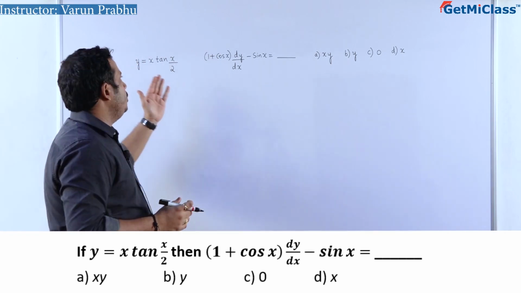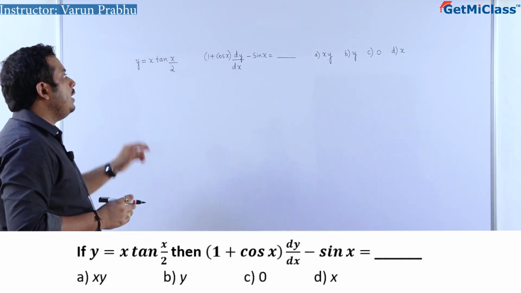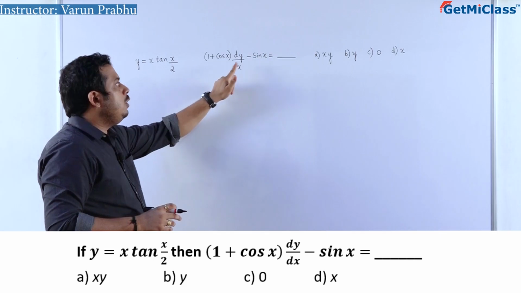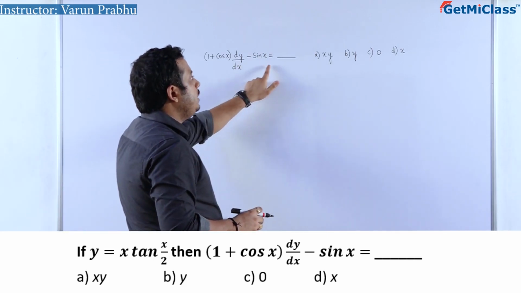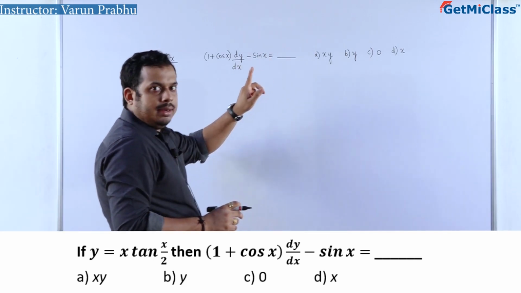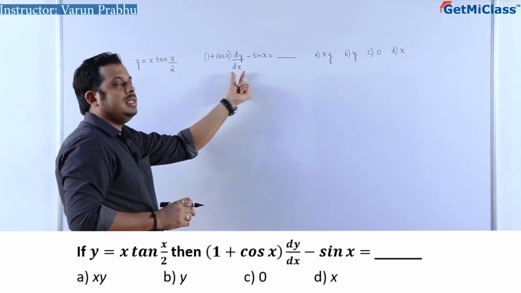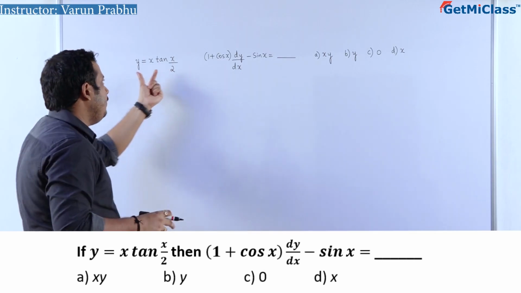If you look at this question, students, y is equal to x tan x by 2 is given. So what is the value of (1 plus cos x) into dy by dx minus sin x? Four options are there. Simple stuff to understand. You can see that there is a dy by dx, which means you have to differentiate this.